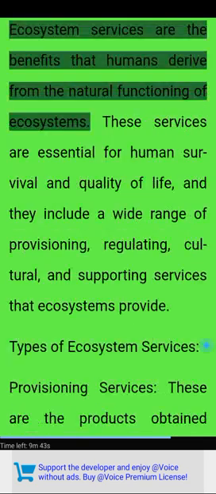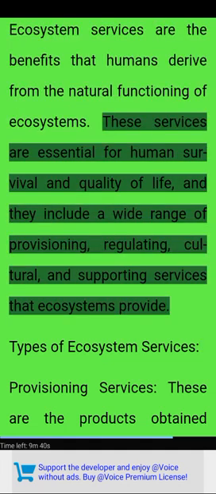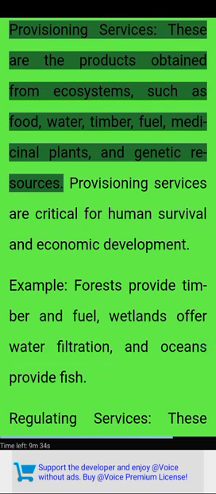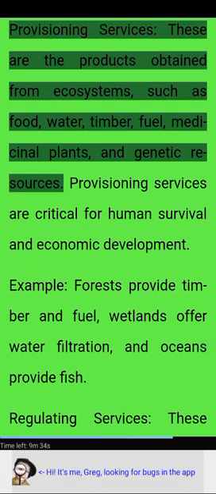2. Ecosystem services. Ecosystem services are the benefits that humans derive from the natural functioning of ecosystems. These services are essential for human survival and quality of life, and they include a wide range of provisioning, regulating, cultural, and supporting services that ecosystems provide. Types of ecosystem services. Provisioning services. These are the products obtained from ecosystems, such as food, water, timber, fuel, medicinal plants, and genetic resources.